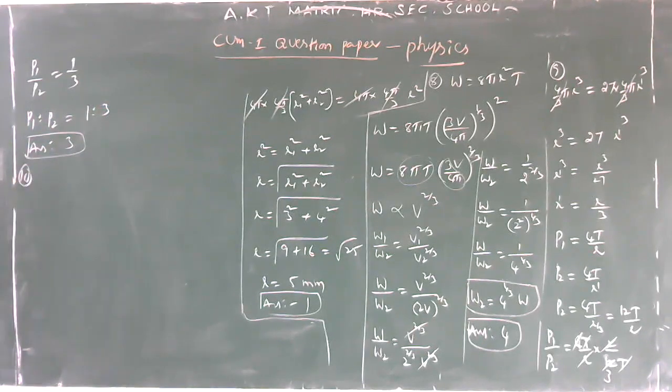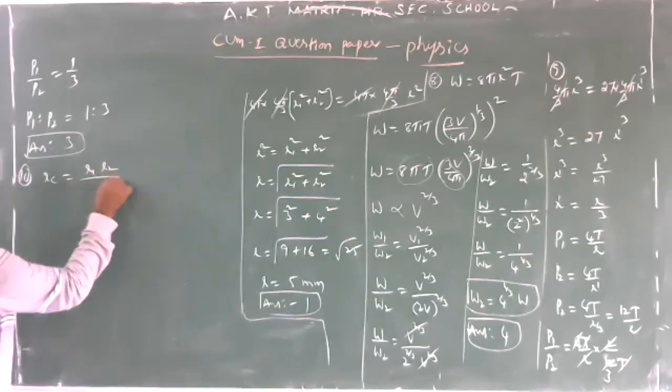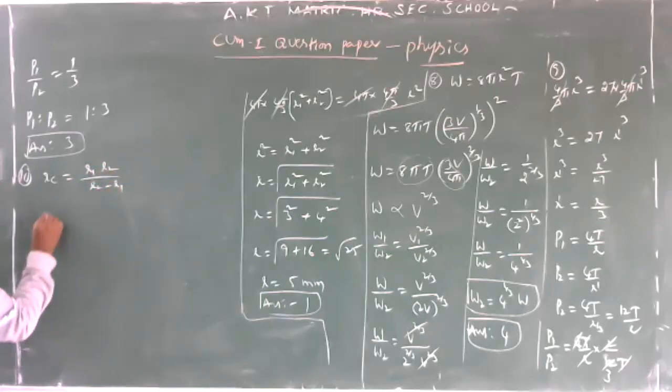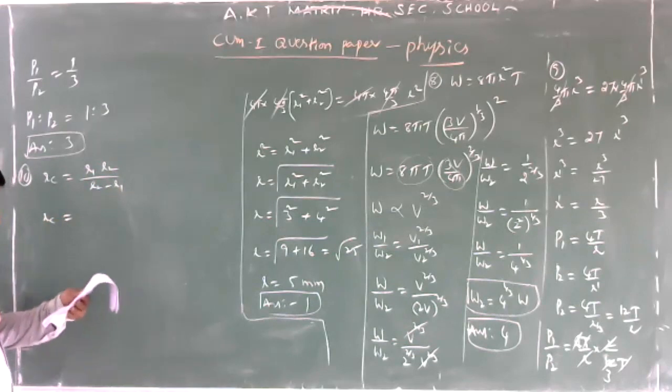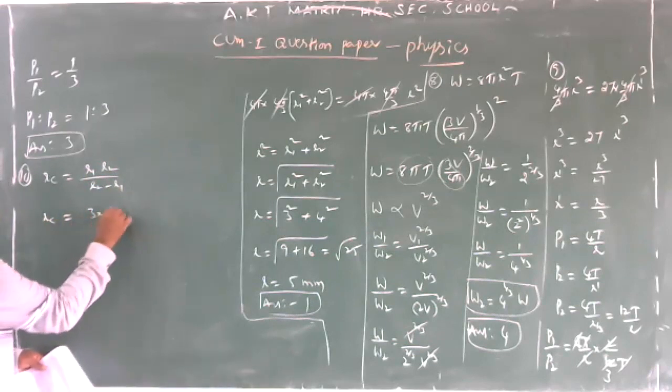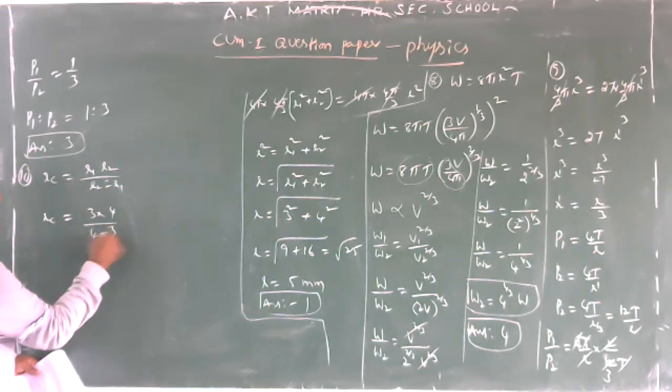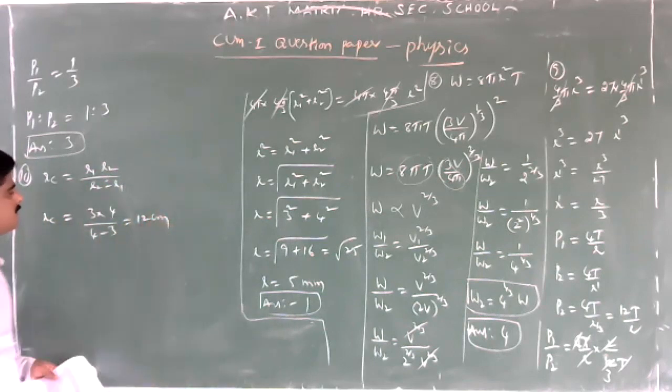Next, 10th question. A soap bubble of radius 3 cm is placed on another soap bubble of radius 4 cm. Find the radius of the soap film separating the two bubbles. Here we want to find the common radius. Common radius RC is equal to R1 R2 by R2 minus R1. Then RC is equal to, the radius of the first bubble is 3, second 4, by R2 minus R1, 4 minus 3. That is equal to 12 cm.